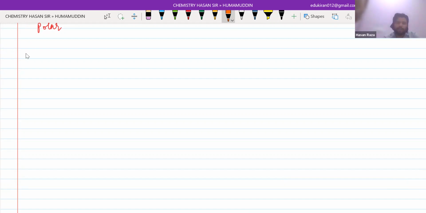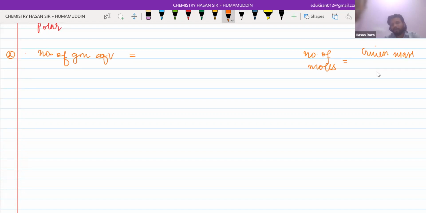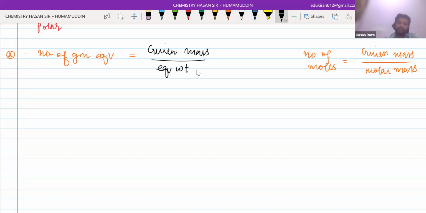So the next point is number of gram equivalent. Are you aware of number of moles? Number of moles, if you remember from class 11, is equal to given mass upon molar mass. This is one of the formulas of number of moles. Now, number of gram equivalent is also the same, with given mass in the numerator, upon equivalent mass or equivalent weight, you can write.